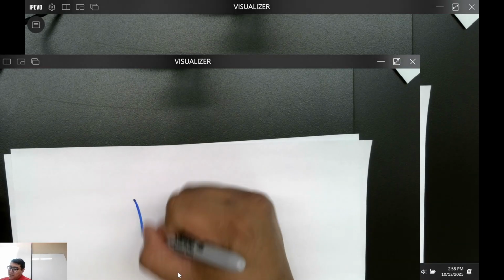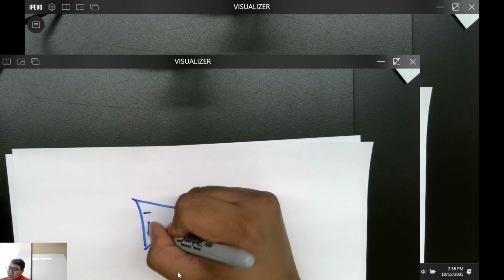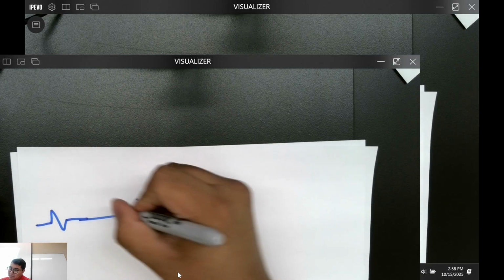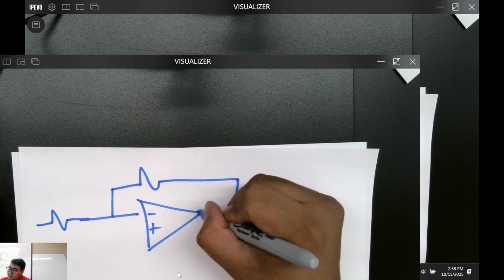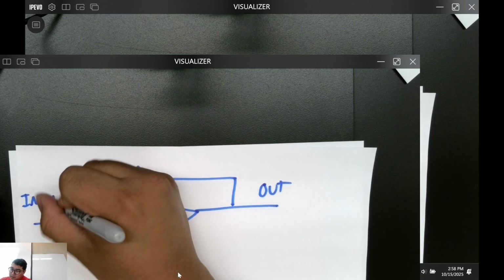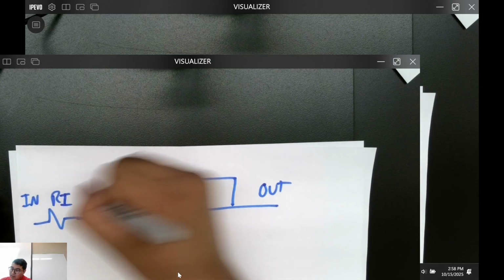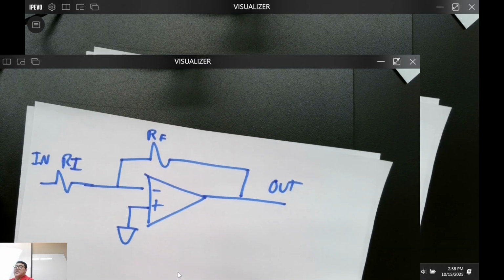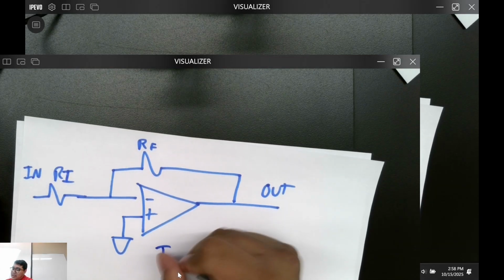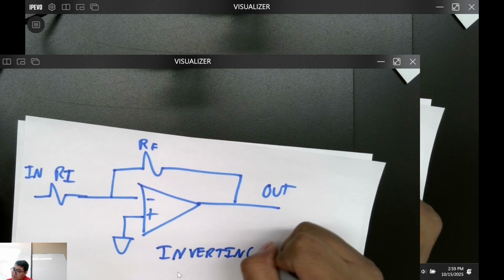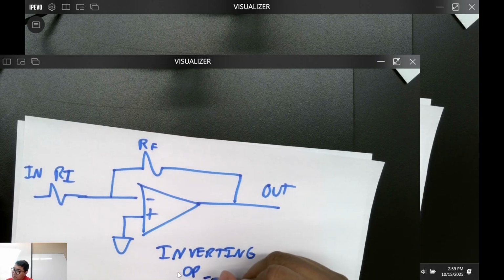Here's the first topology they teach you. Minus, plus. There we go. RI, RF. This right here is called the inverting op amp.